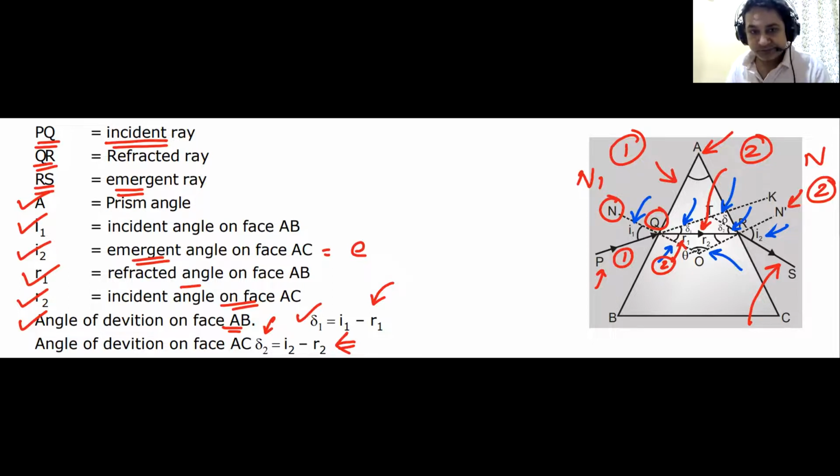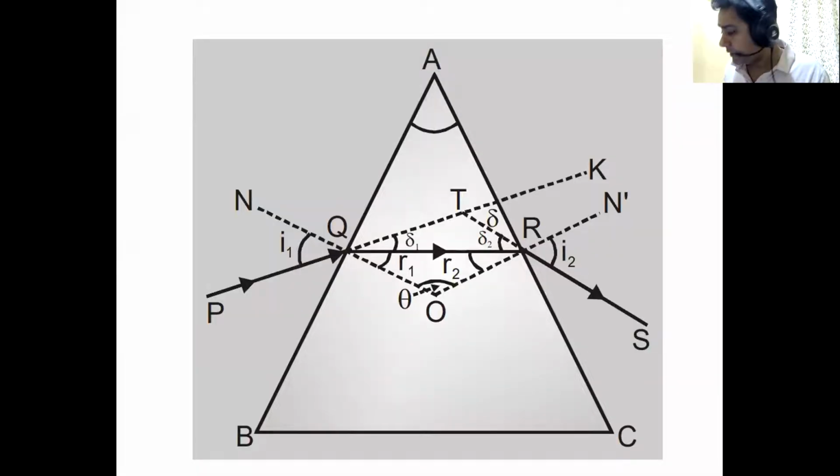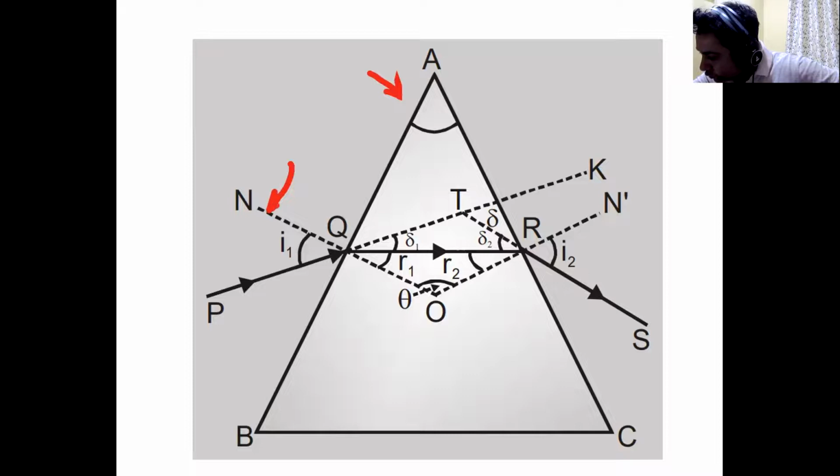Okay, sir. What I have done is I am showing you a more enlarged view of the same diagram. Now I'm going to ask you and you are going to tell me which one is what. What is this angle A? What is this angle A? Tell me what is this? Prism angle. Great. What is this NQ?